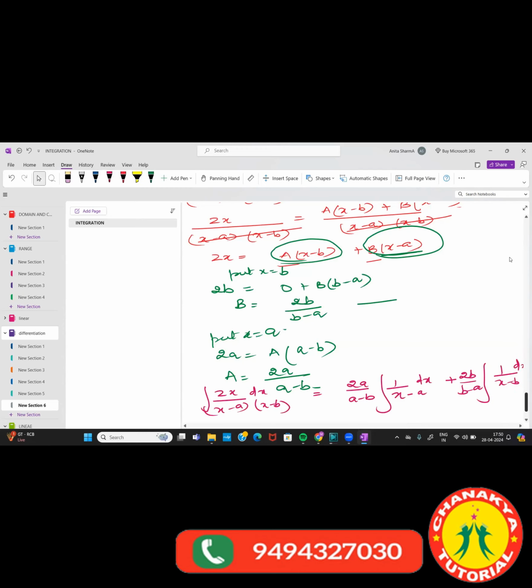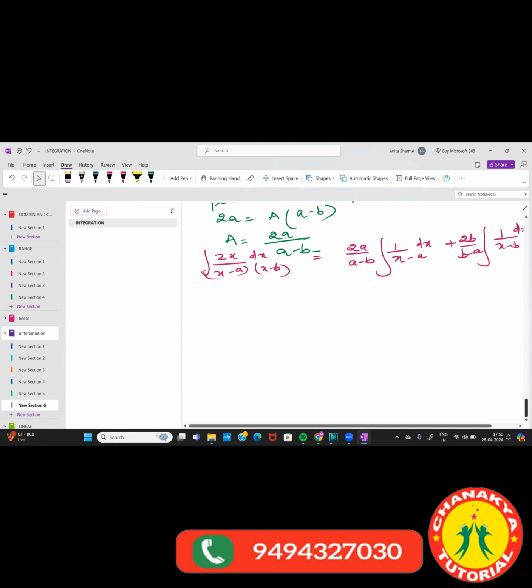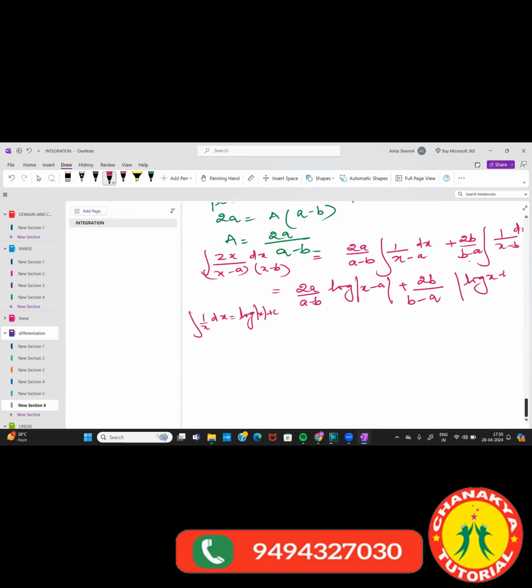Now we know that integration of 1 upon x is equal to log x. So it will be 2a upon a − b log|x − a| plus, now this is your constant term, so you will write 2b upon b − a log|x − b|. Clear, beta? Jaswant, Dhanunjay, is it clear, beta? Yes, ma'am, it's clear.